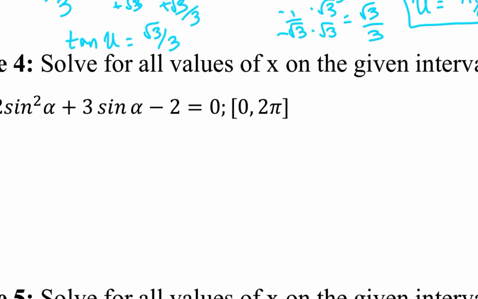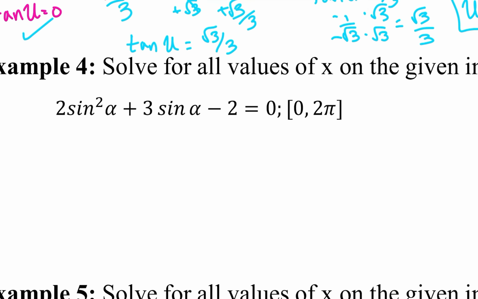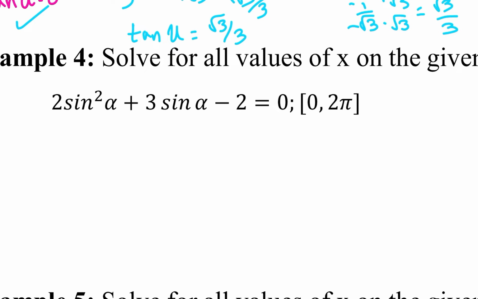All right, and example 4. This one we can see is going to be like a standard factoring question, except we've got this 2 in front right here. This 2 right here tells me we're going to have to split the middle term. So we're going to multiply this 2 over here to this negative 2.